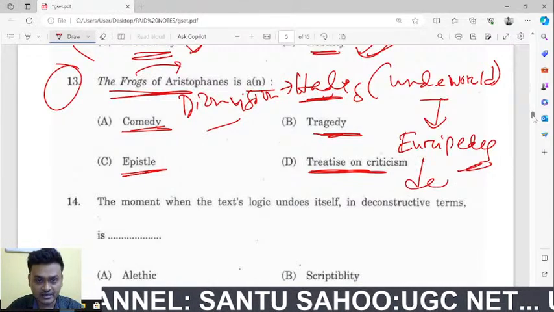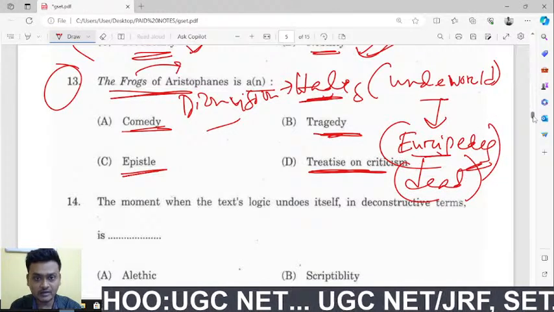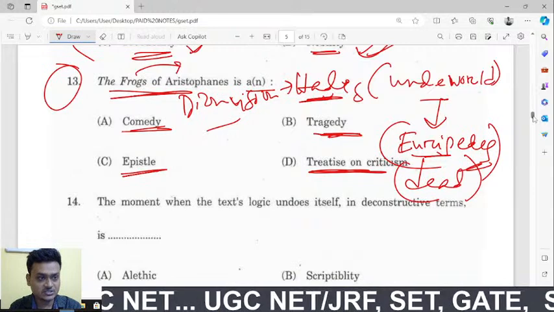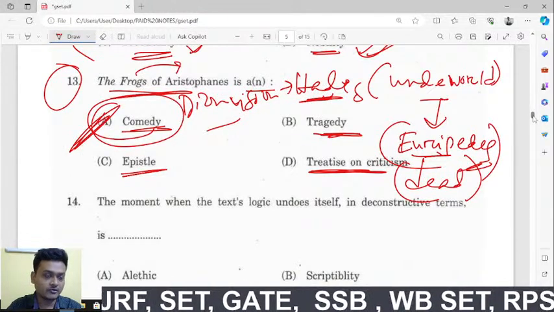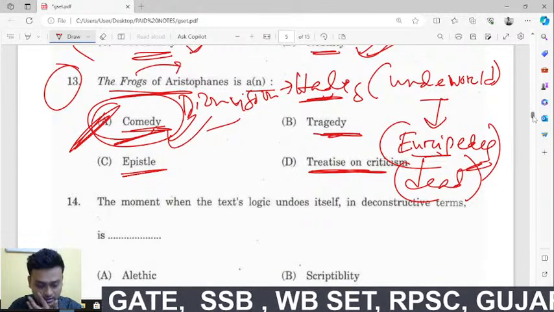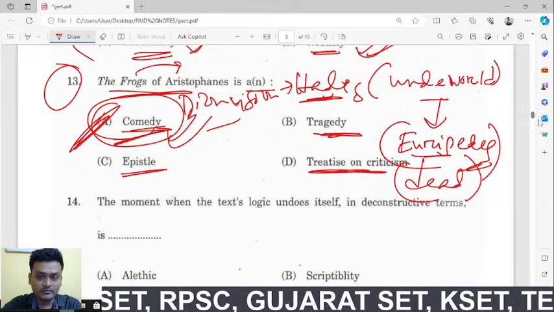Euripides is actually dead. Okay, trying to bring back Euripides. So here it's actually a comedy. Well done. It's a comedy. Very good. The Frogs by Aristophanes is actually a comedy. Well done. Excellent. Here is question number 14 now.